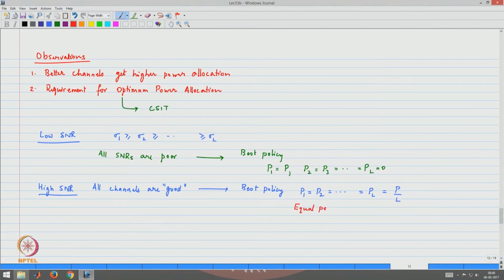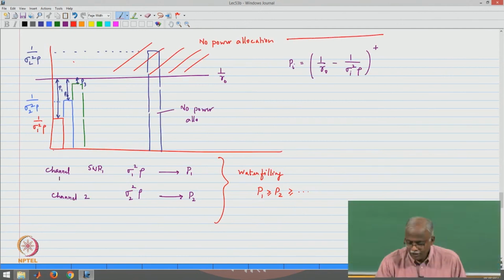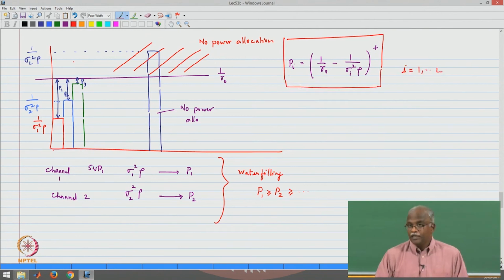This is again another intuitive result. So to summarize, the best method would be the water filling approach, where we do the power allocation using the threshold for water filling. So i equal to 1 through L, where we have to obtain the value gamma naught, and then using that we compute the power to be allocated to each of the channels.